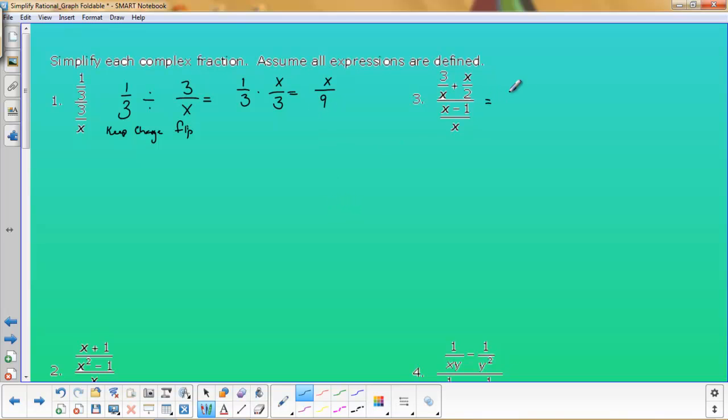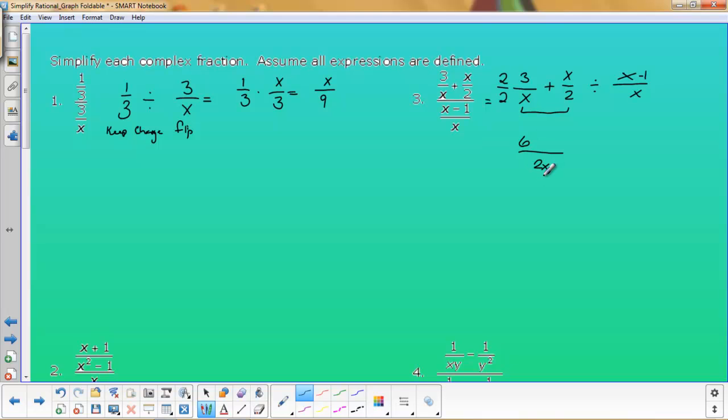Alright, we'll continue on. We're going to do 3 over x plus x divided by 2, divided by x minus 1 over x. Before moving on, I'm going to go ahead and find the place where I need a common denominator, and that's going to be in this particular problem right here. I'm going to find that common denominator to be 2x. So I'll rewrite my fraction with my common denominator of 2x. The number I need to place on this fraction to make it the common denominator is 2.